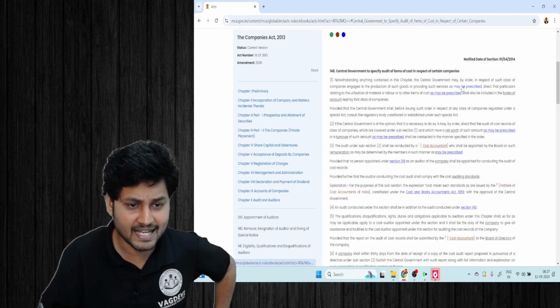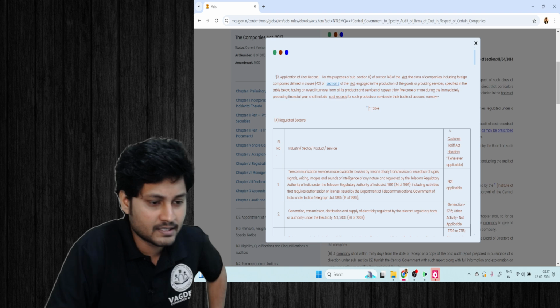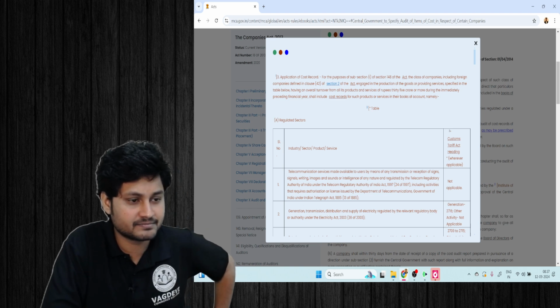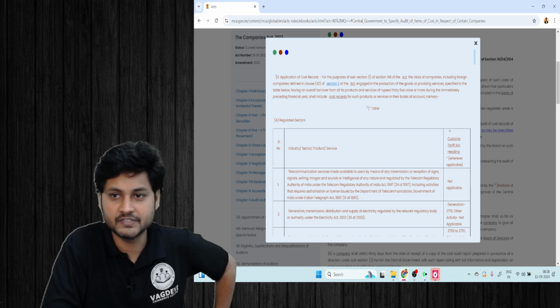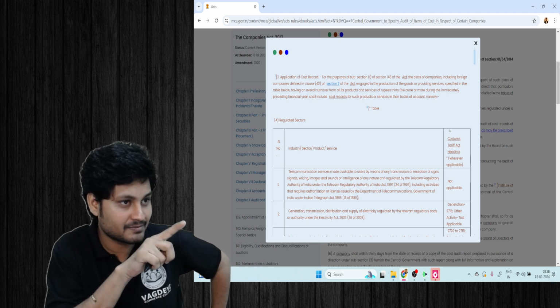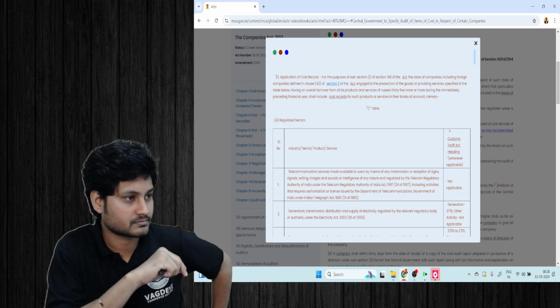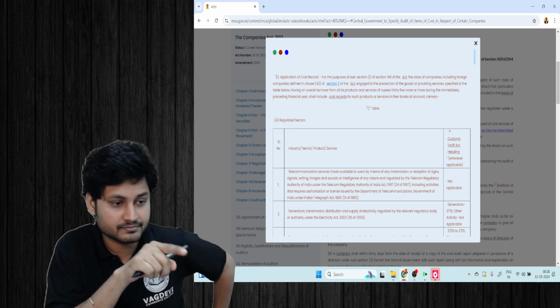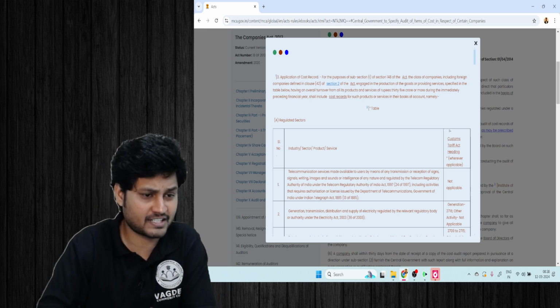Okay, I am clicking on "as may be prescribed" now. Rule number 3 got displayed. Very easy. Click on "as may be prescribed" and you will find out what? A rule. So rule number 3. See, rule number 3: Application of cost record.